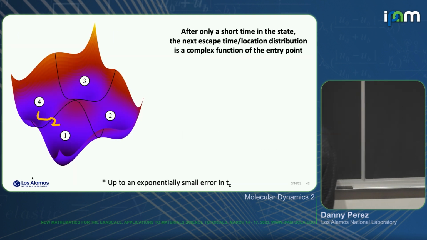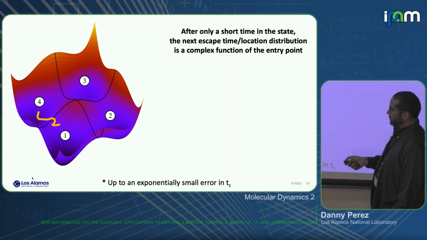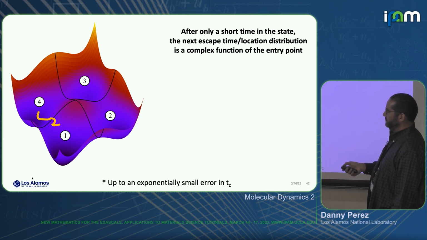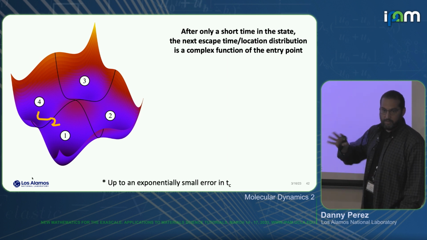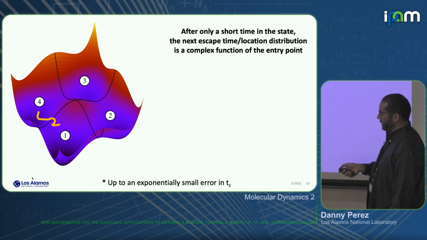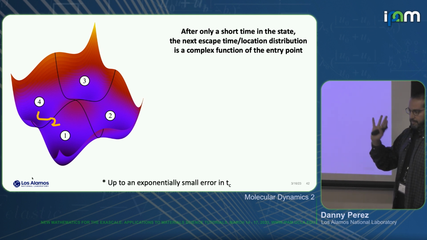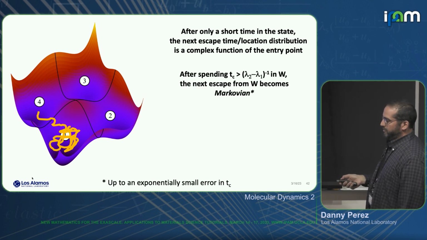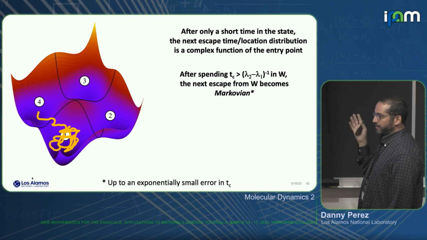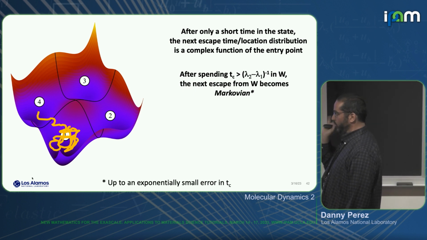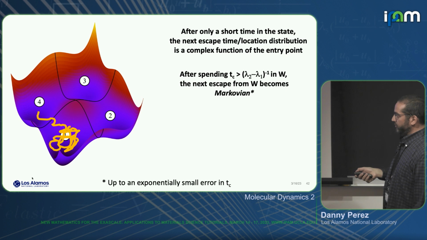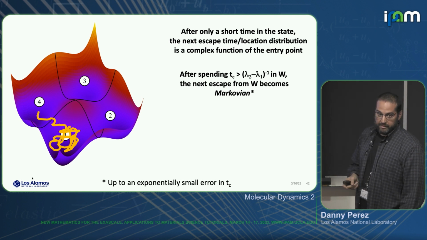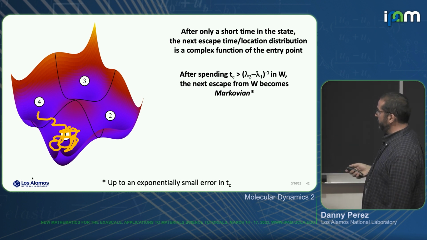So what this says is that if I have a trajectory that just enters a new state, and I stop it right there, and I ask, what's the distribution function for where and when I'm going to get out of this? It's a mess, right? It's a really complicated function of where I enter the boundary, with what momentum I enter the boundary, and it's messy. But now if I look at this guy, and it spends a long time in that state without leaving, and now I ask the same question, where is it going to go out, and when is it going to go out? Then it turns out that it doesn't matter anymore how it entered there, right? It completely forgot where it came from. So the next escape becomes a Markovian process.